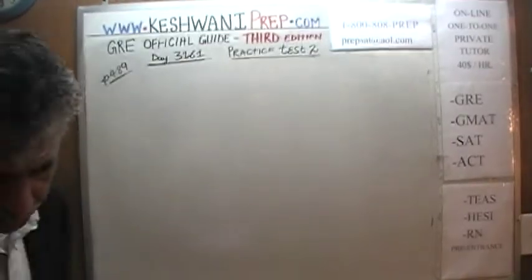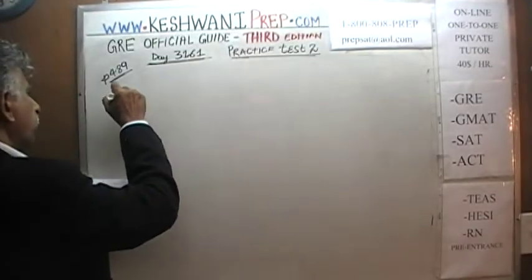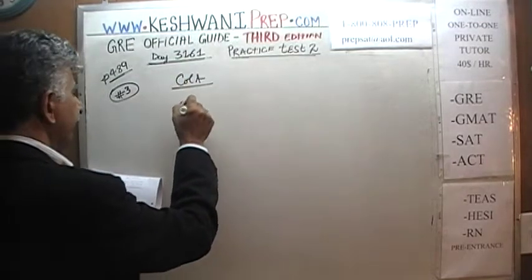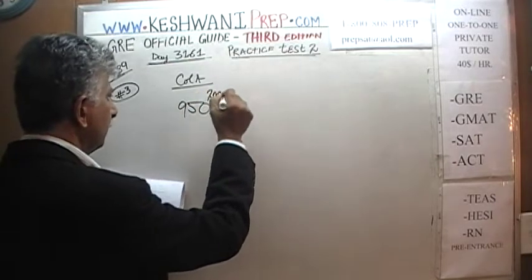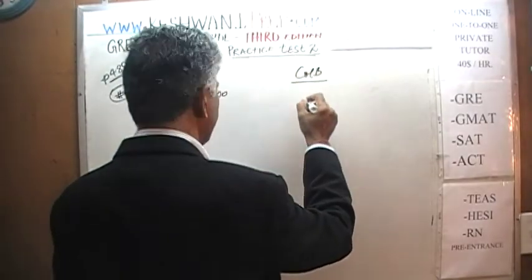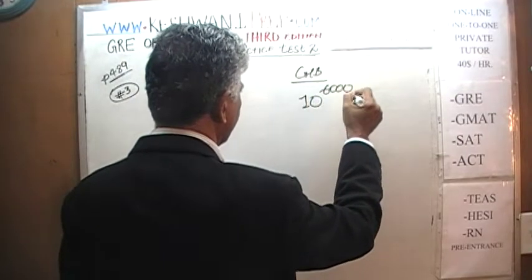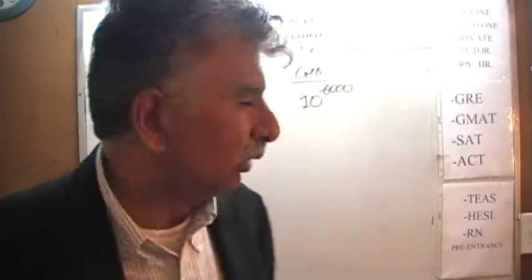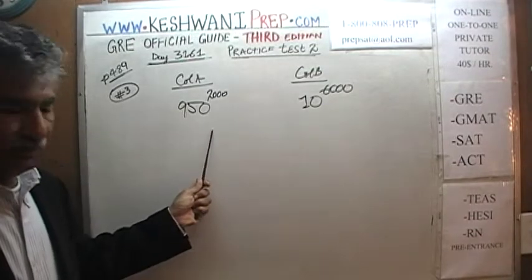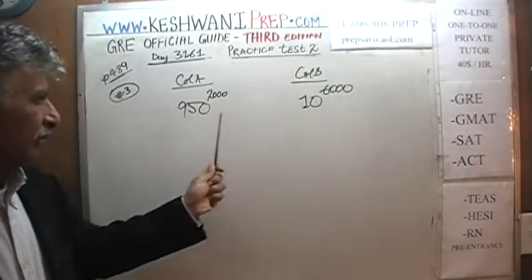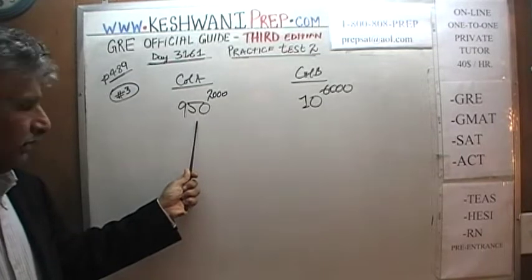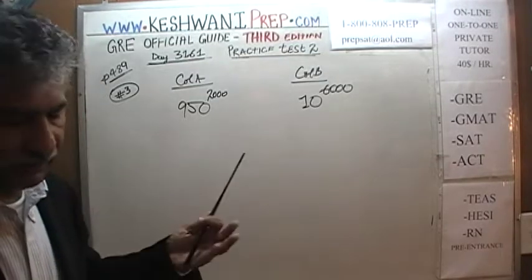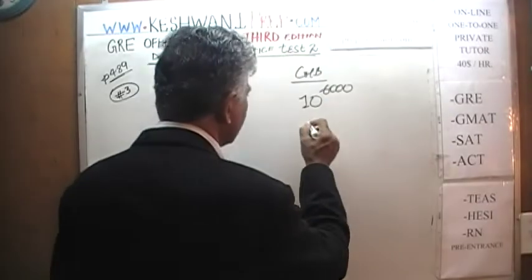Number 3 says, in column A we have 950 raised to 2000, and in column B we have 10 raised to 6000. Let's see what we can do. Ideally, what we like to do when we're given something like this is to make the bases the same. Here it'll be difficult to make both of the bases 950 or both of the bases 10. That's almost impossible here. So we'll do the best that we can do. Well, it's not impossible, it can be done, but that requires calculation. That's not the point here. So let's see what we can do here.